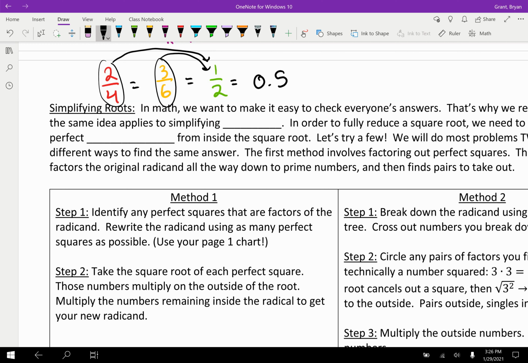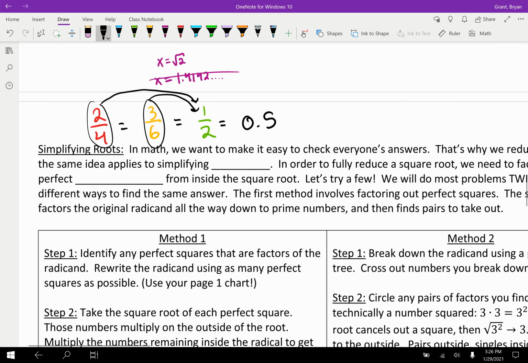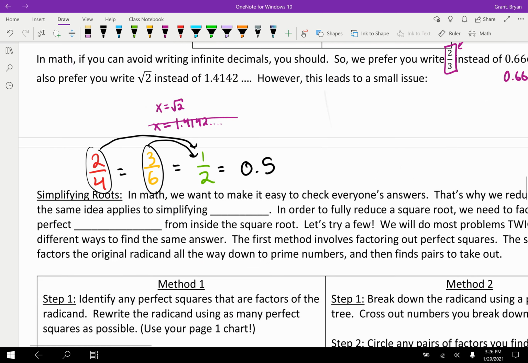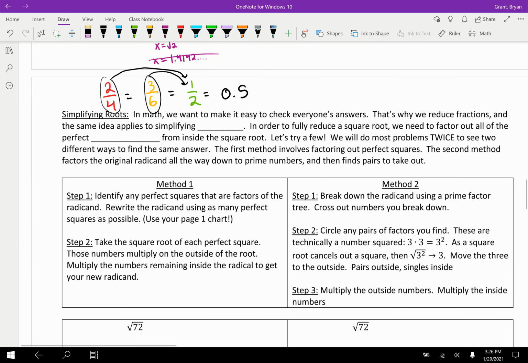There was another historical reason that they wanted people to reduce square roots, and that has to do with rounding. It was easier to use smaller square roots to do math than bigger square roots, and so someone came up with a way to reduce square roots or to simplify roots. And the way we do it is we're going to factor out all of the perfect squares from inside the square root.